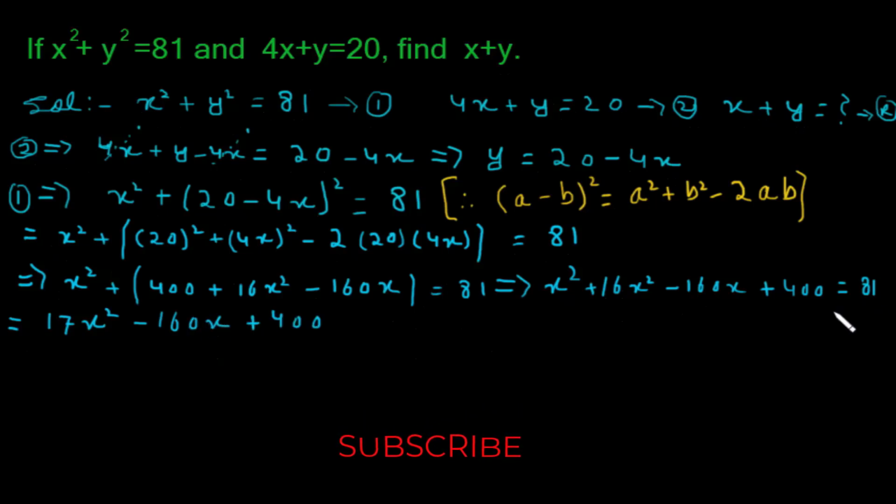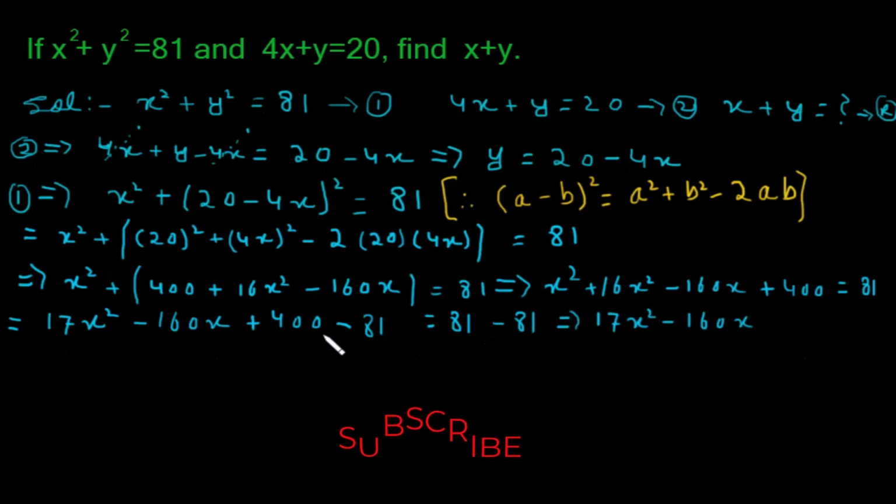And now subtracting this 81 from both sides, or you can also say that when we transfer this 81 to the other side, its sign will be reversed. It's equivalent to what I am going to do, subtracting 81 from both sides. So this will leave me with 17x squared minus 160x, and 400 minus 81 is plus 319, is equal to 81 minus 81, which is equal to 0.